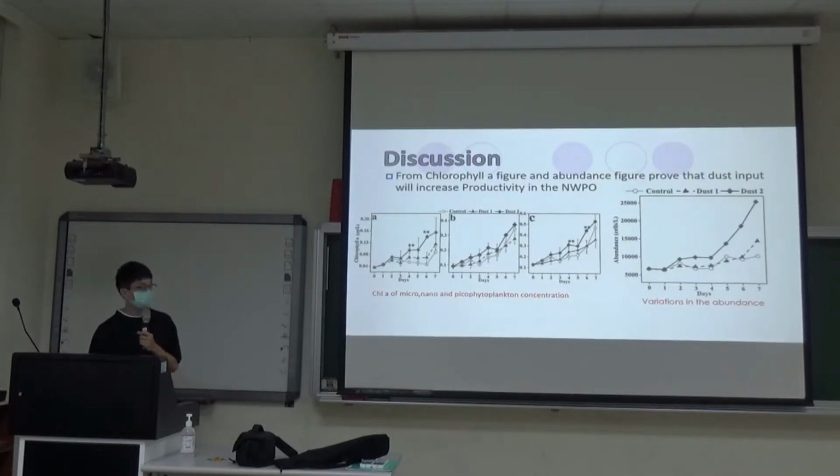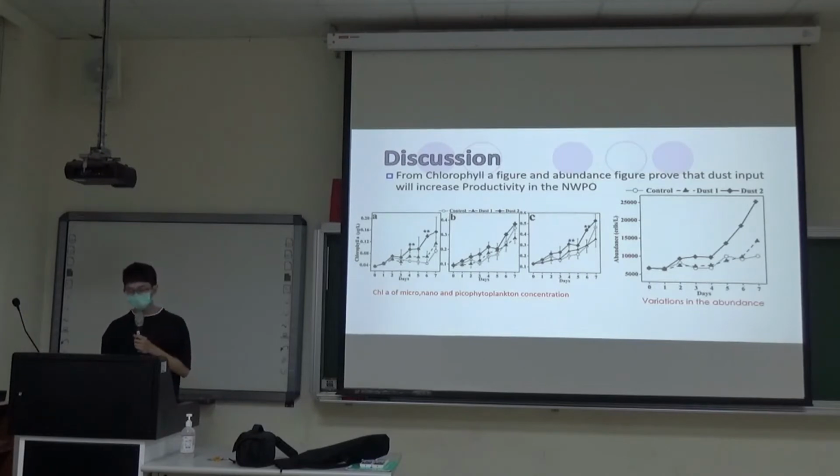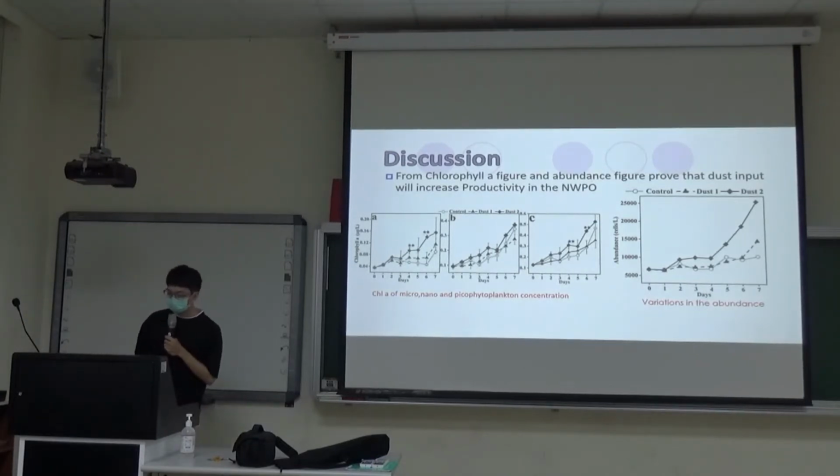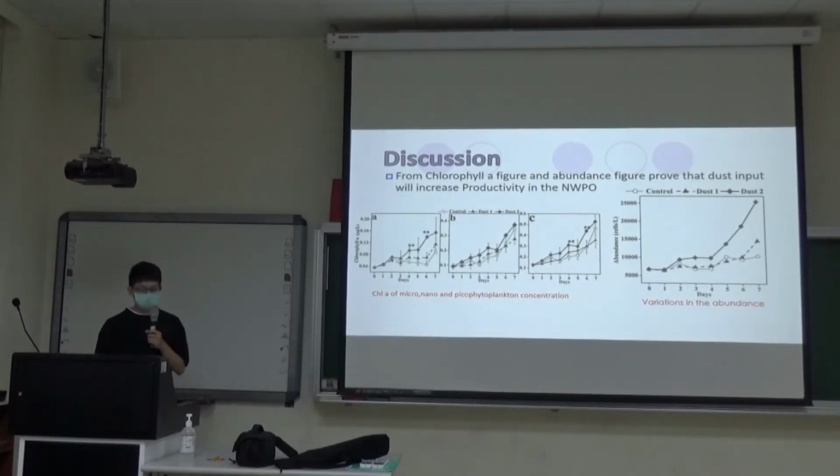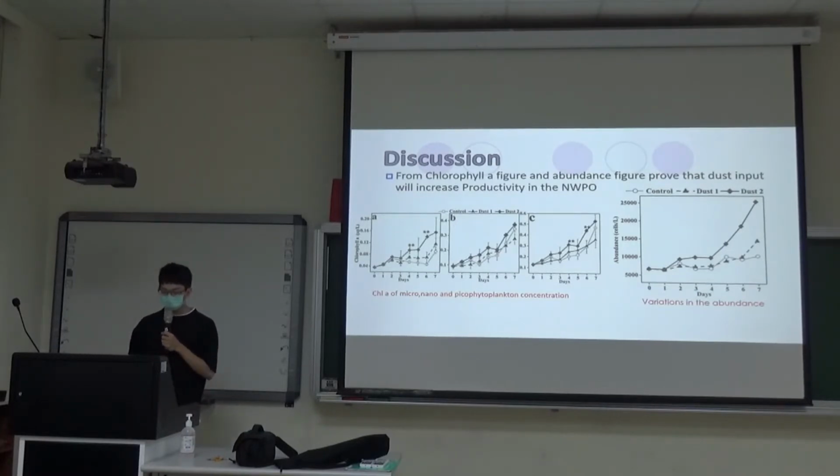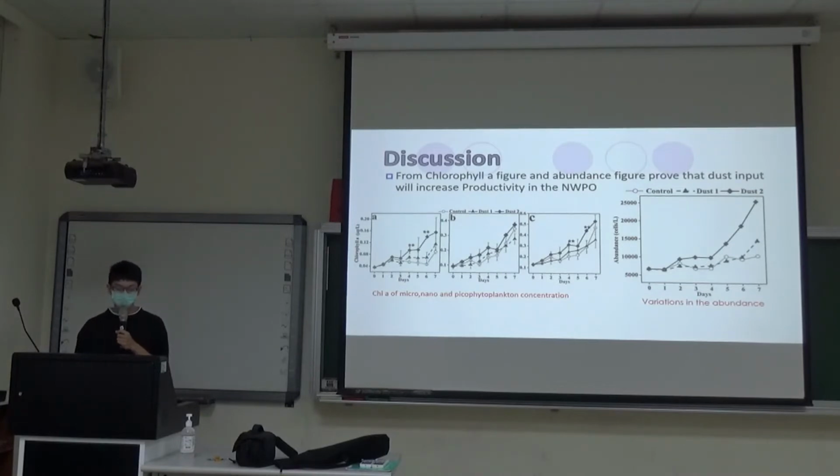Now, discussion on the chlorophyll A figure and the abundance figure. We can see that chlorophyll A increases over time and corresponds to the abundance. It proves that the added dust input will increase the productivity in the Northwest Pacific Ocean.